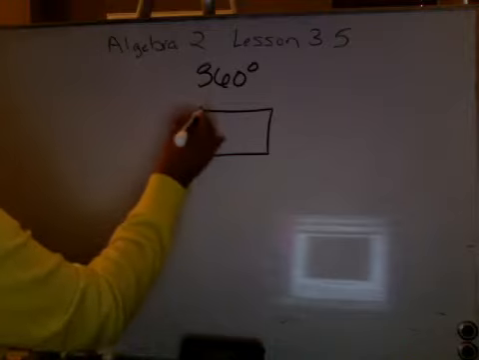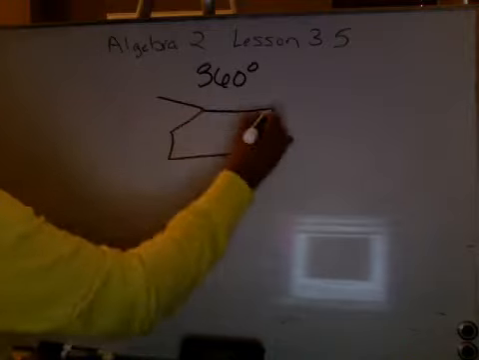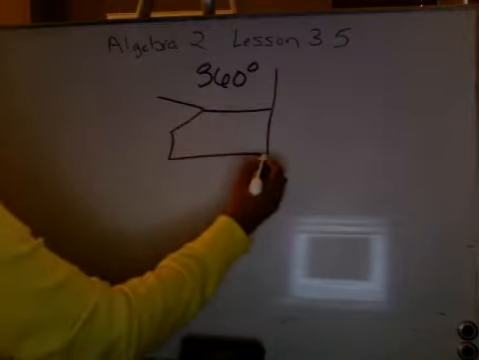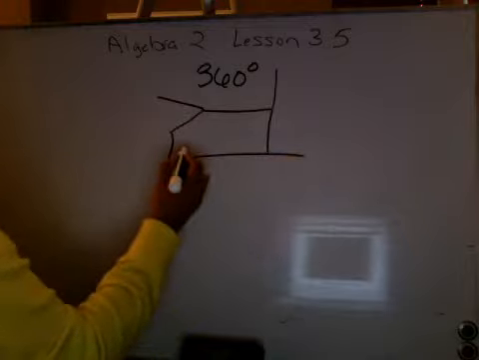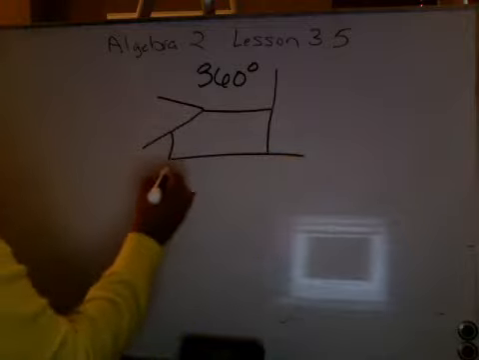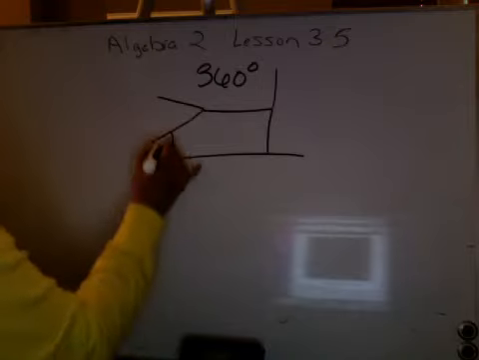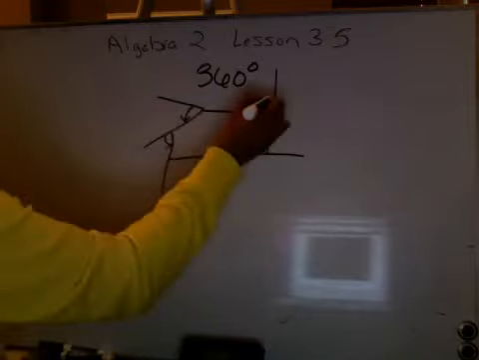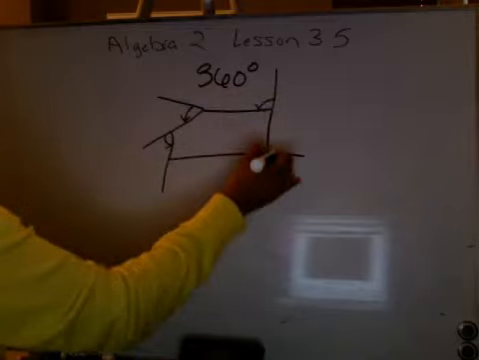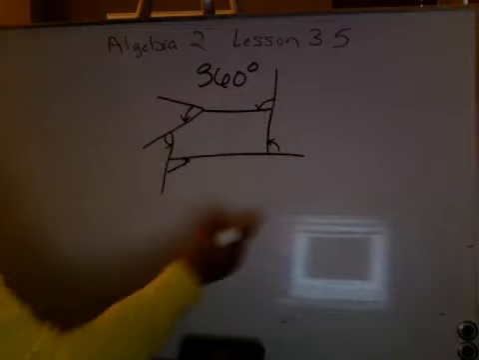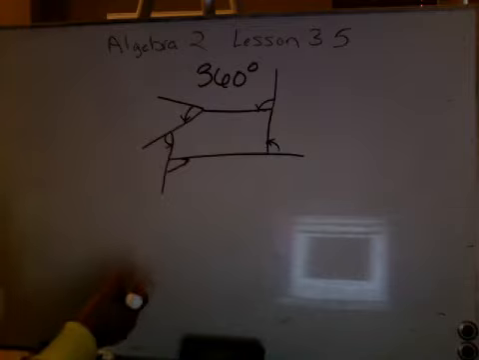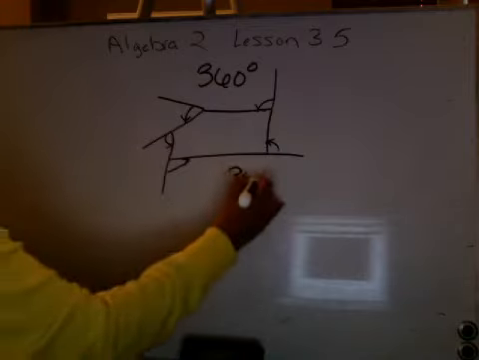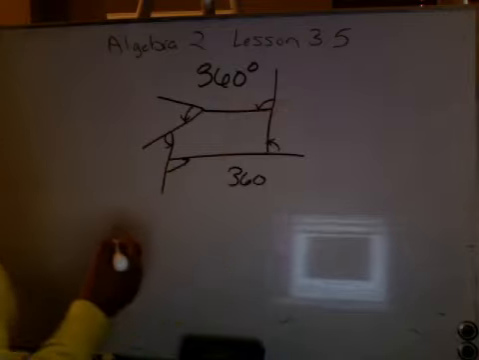Okay. So they've got the man walking. These are the angles. When the man walks all the way around, he's doing a full circle, so it's 360. Therefore, all the angles have to equal 360.